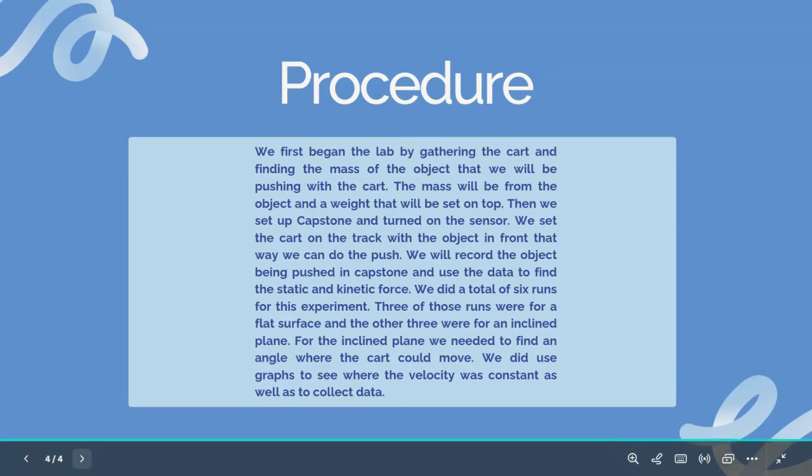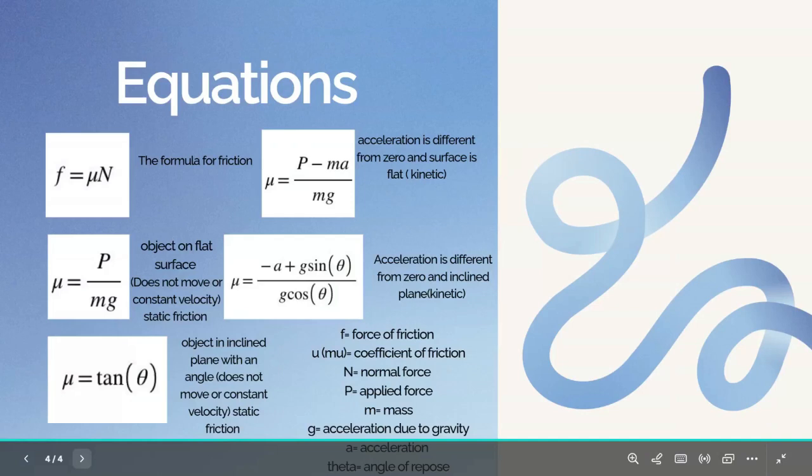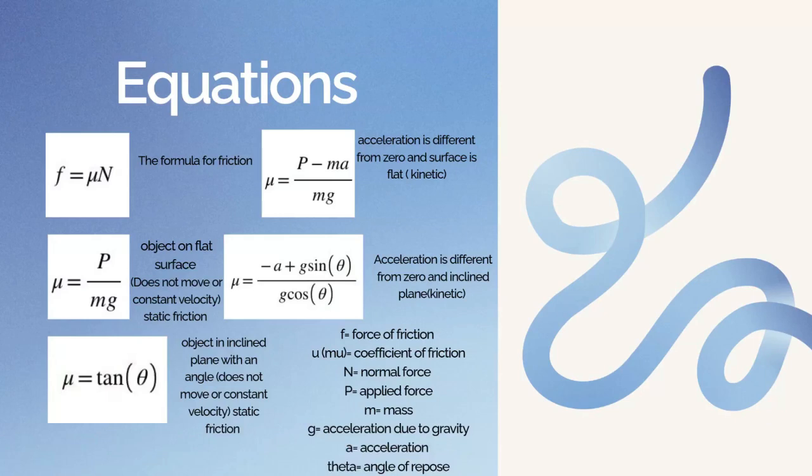For the equations, down here you could see what each variable represents, and all of these variables were used in different equations. So the first variable is F, which is the force of friction. U, or mu, is the coefficient of friction. N is for normal force. P is the applied force. M is mass. G is the acceleration due to gravity. A is acceleration, and theta is the angle of repose.